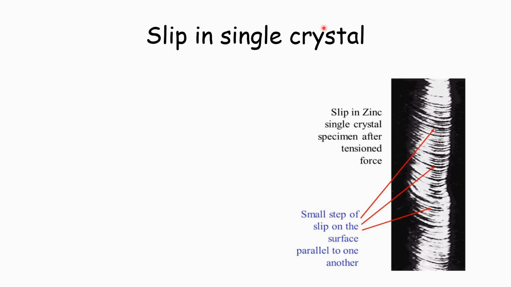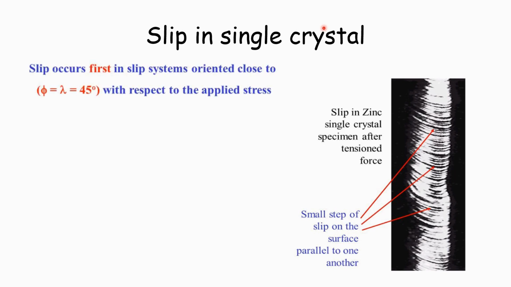Yeah. So slip occurs first in the slip system oriented close to lambda equals 45 degrees with respect to the applied stress. So slip occurs first in the slip system oriented close to theta equals lambda equals 45 degrees with respect to the applied stress. And here we have Schmid's law.